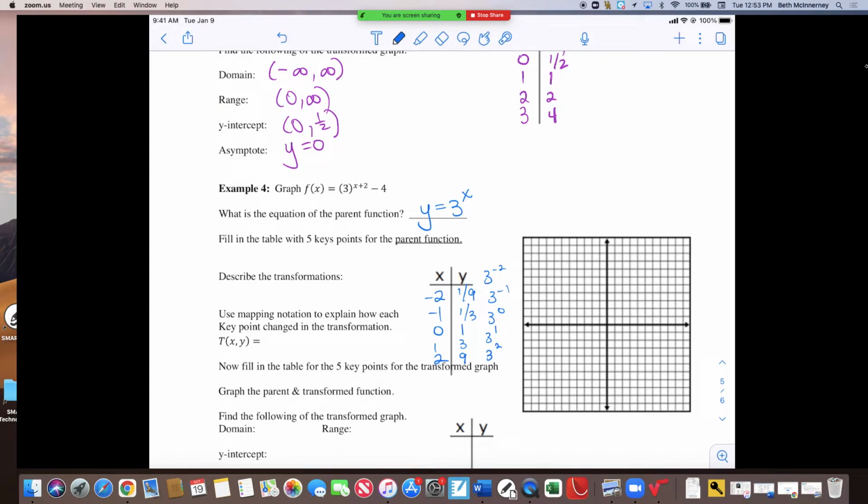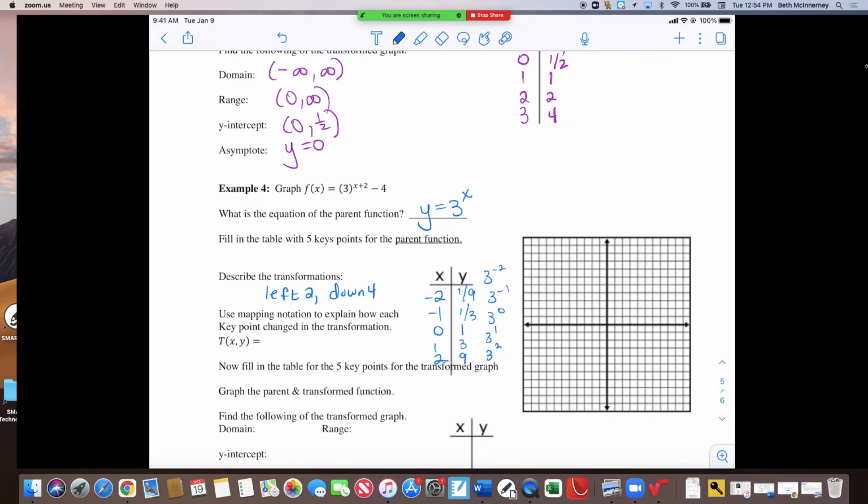All right, describe the transformations. There are 2. Sydney, what do you think? Awesome. Left 2 and down 4. There you go. Left 2, because it's the opposite with x, but the same on the outside.